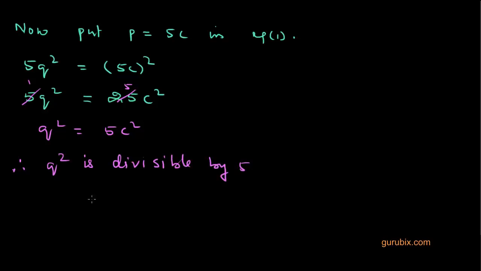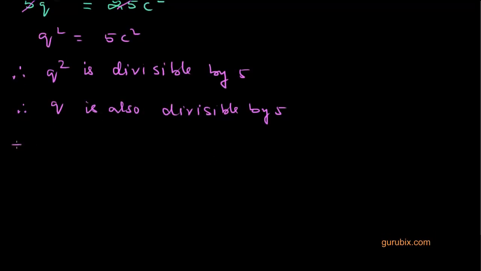by 5, and by the theorem we have studied earlier, theorem 1.3, q is also divisible by 5. Now we can easily conclude that 5 is a factor of q.